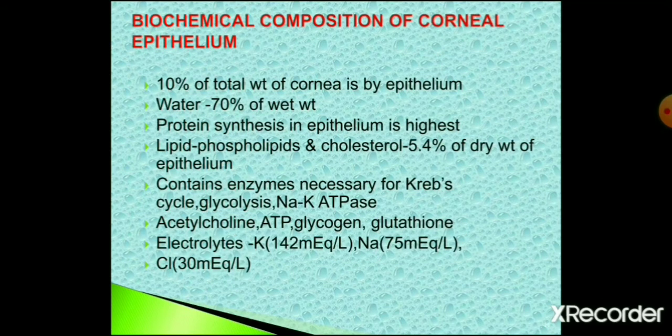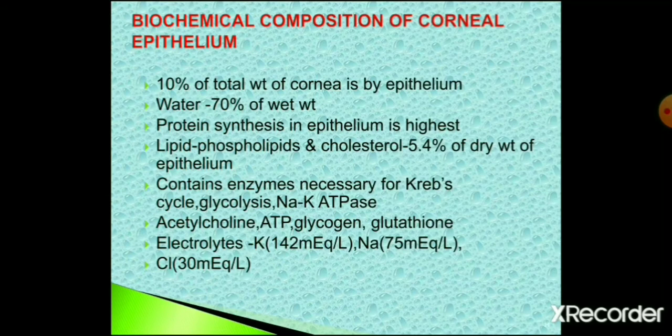Now, the biochemical composition of the corneal epithelium. The epithelium makes up 10% of the total weight of the cornea, and water is 75% of that weight. Protein synthesis in the epithelium is the highest, and phospholipids and cholesterol form 5.4% of the dry weight of the epithelium. It contains enzymes necessary for the Krebs cycle, for glycolysis and for the sodium potassium ATPase.